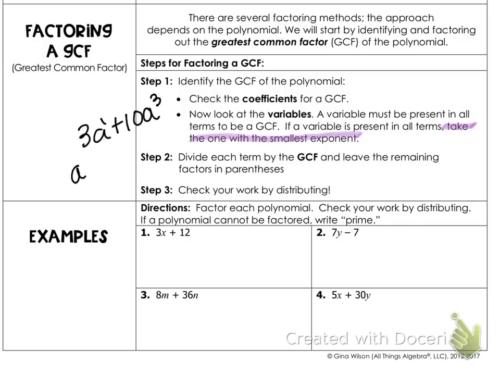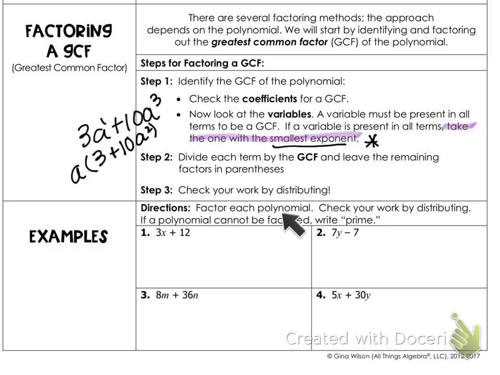So we could factor out an a, and what are we left with in the first term? 3 plus, and if we took out one a here, what's left? Well, we still have a 10 because we haven't taken out any numbers, but we have an a squared. So you see how we get from here to here? So if we have a variable, we have to take the one with the smallest exponent. This is really important. And then step 2, divide each term by the GCF and leave the remaining factors in parentheses. And then step 3, check your work by distributing.